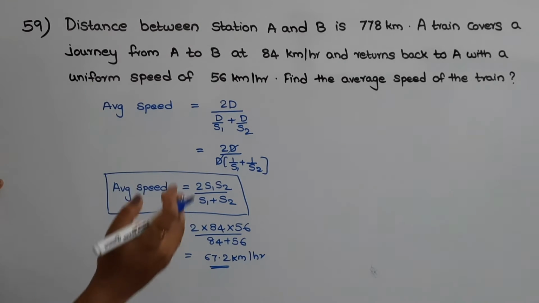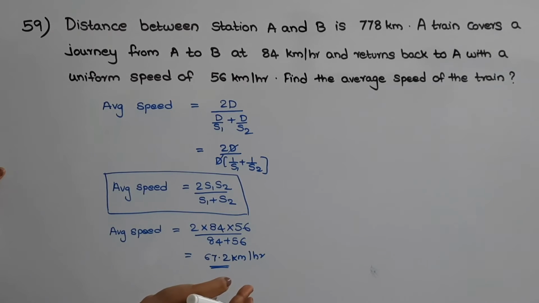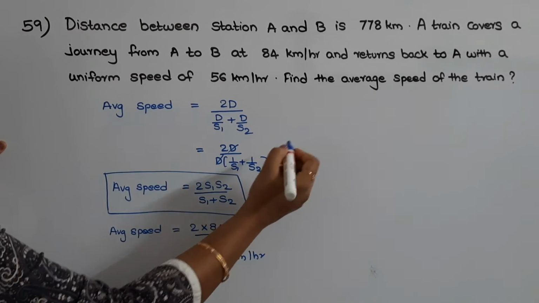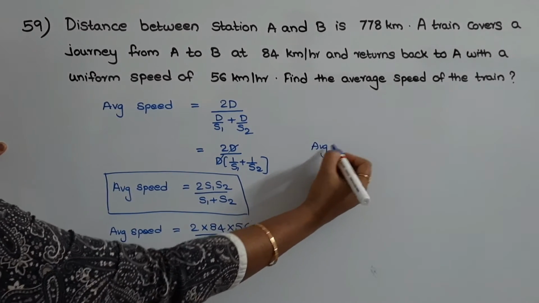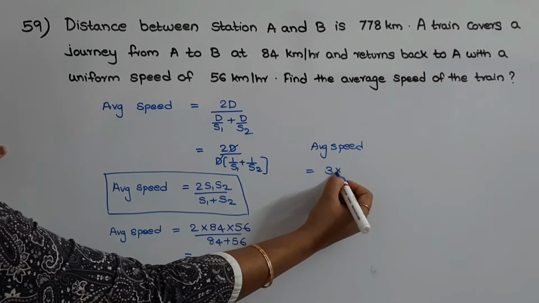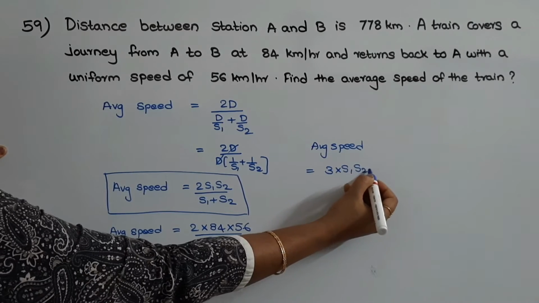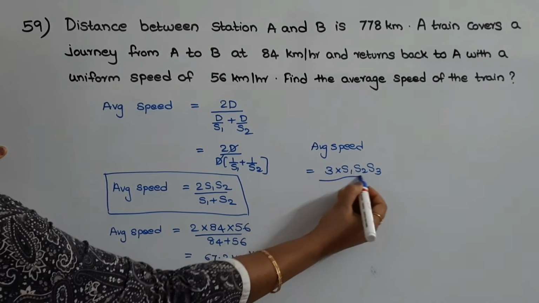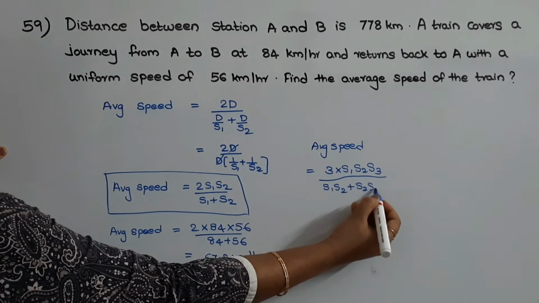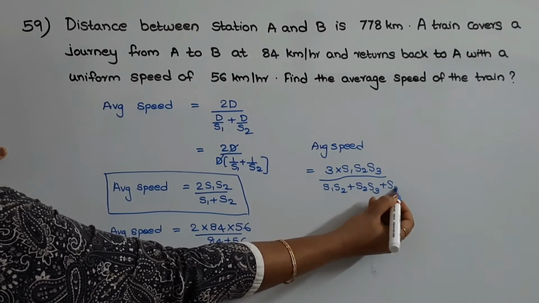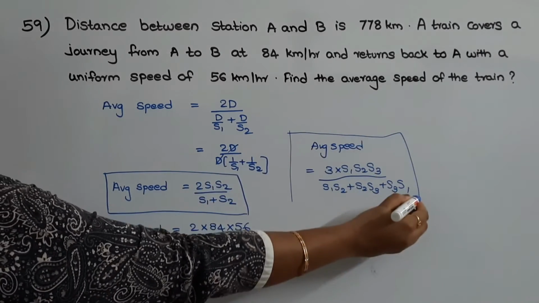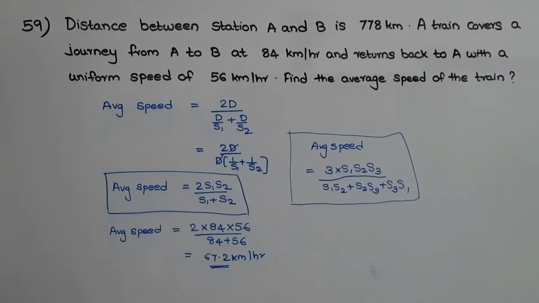Now, if there are 3 situations and 3 different speeds and the distance is same in all the 3 cases, then we can use the formula average speed is equal to 3 into S1, S2, S3 divided by S1 S2 plus S2 S3 plus S3 S1. So whenever 3 speeds are given, we can find out the average speed by using this formula.